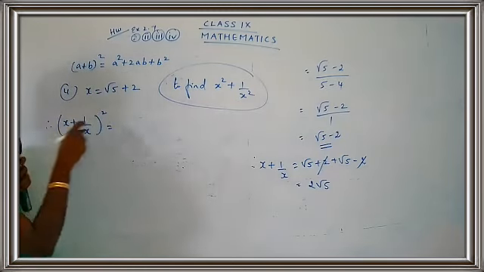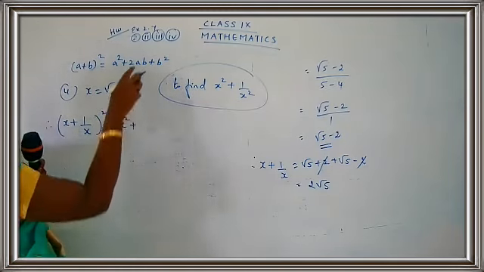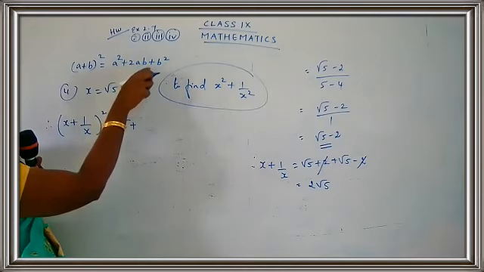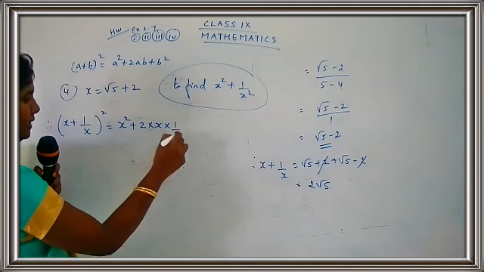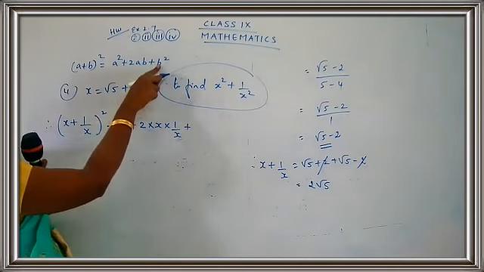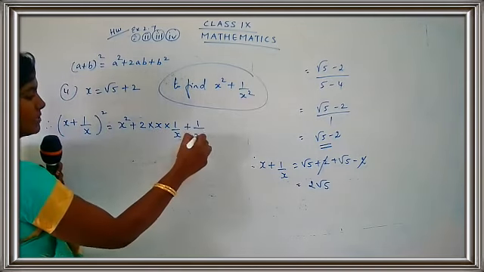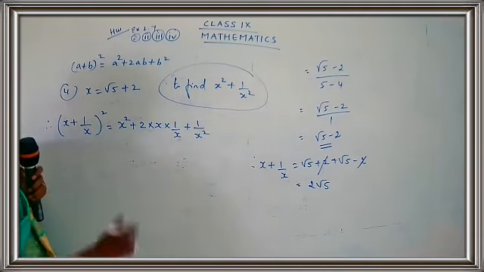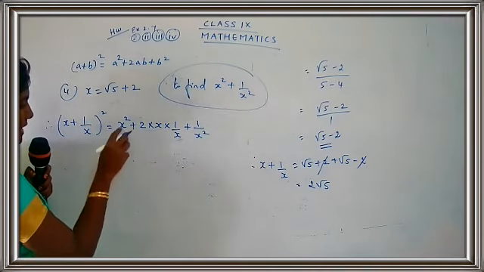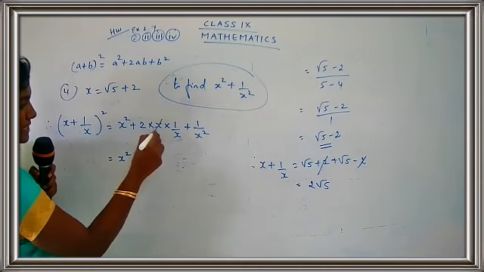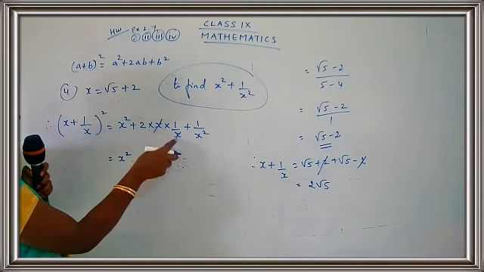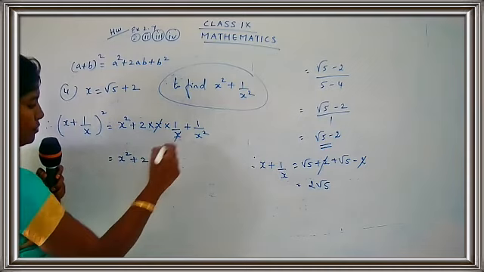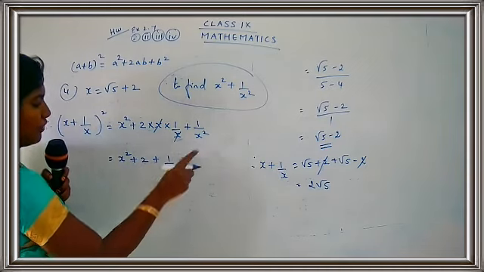What is (a+b) squared? a square plus 2 into a into b plus b square, that is x square plus 2 into x into 1 by x plus 1 by x square. Now, here, just see, children. In x square, one x is in the numerator, one x is in the denominator, so x and x get cancelled. Plus 2 plus 1 by x square. Are you clear with this step, children?